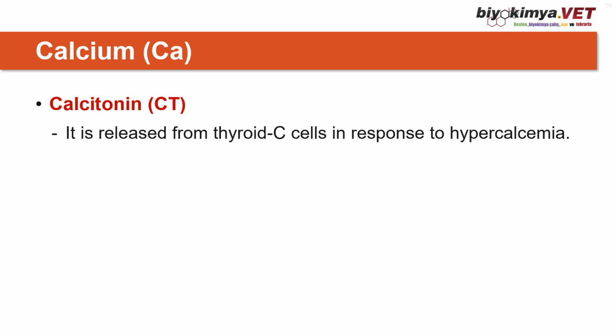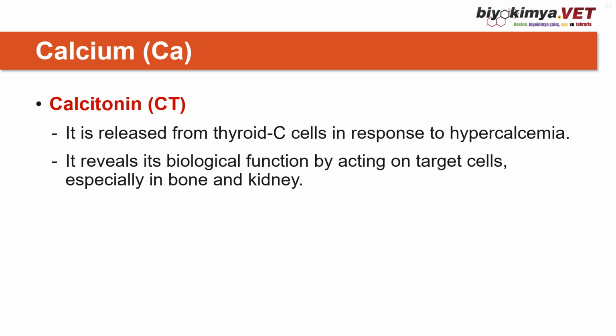The second hormone is calcitonin. It is released from thyroid C cells in response to hypercalcemia. Thus, we say calcitonin is the antagonist of parathormone. It reveals its biological function by acting on target cells, especially in bone and kidney.